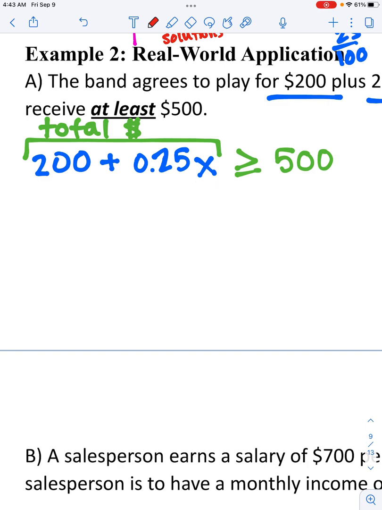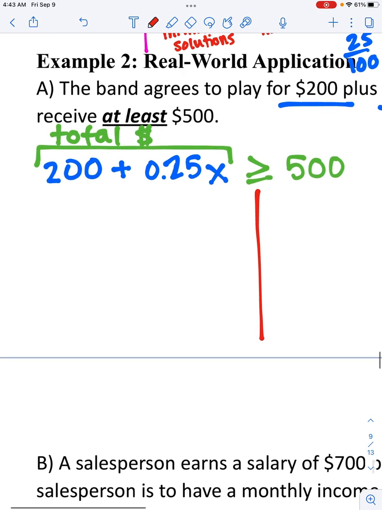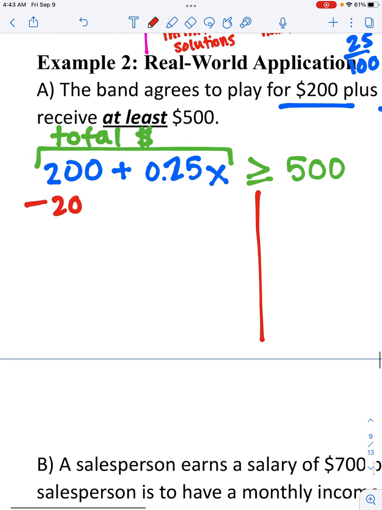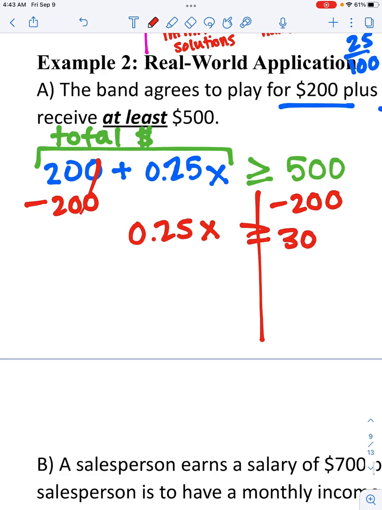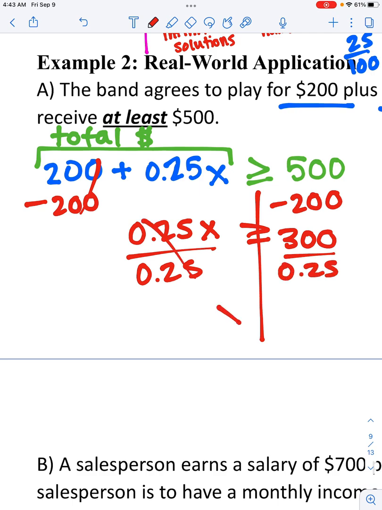So we're comparing the total money to that value of 500, that boundary that we want to be greater than. And then from here, we can solve this inequality to figure out what number of ticket sales we for sure have to sell in order for this band to make the money they want to make. So we'll draw our line, and then we can subtract 200 from both sides. And then divide by 0.25. And so X would have to be greater than or equal to 1200.